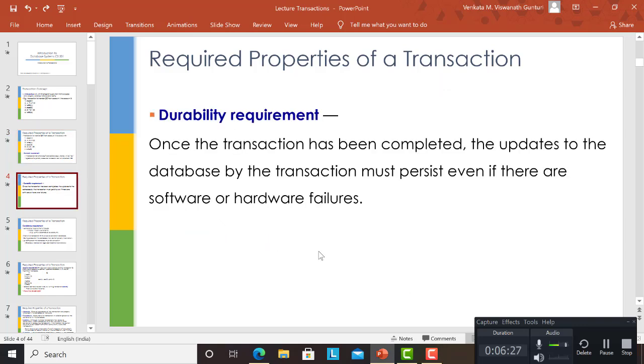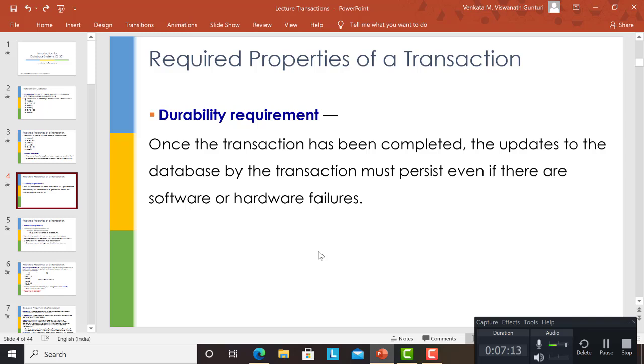Second, the durability requirement. The durability requirement of a transaction is defined as the following. Once the transaction has been completed and the updates are written to the database, those updates must persist for the time eternity, right? A classical example of this is, let's say you booked a railway ticket, right? And when you booked the railway ticket, you got your ticket output, right? And when you get your ticket, we can say that your transaction has completed and you have been issued a railway ticket.